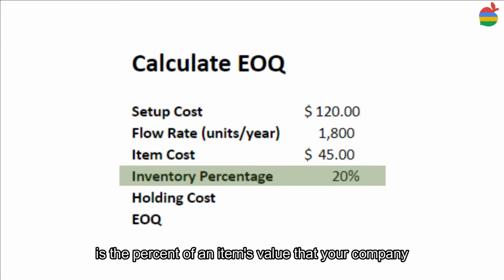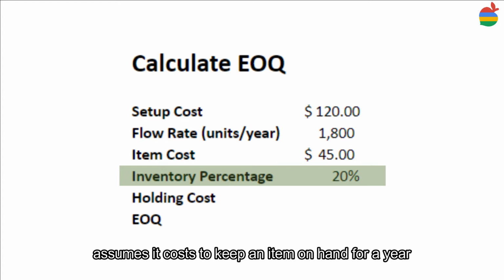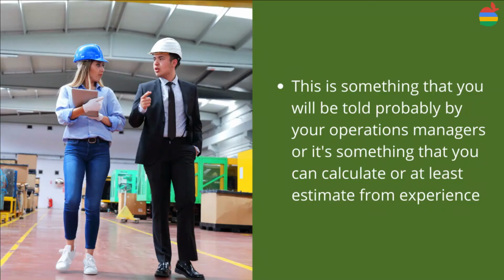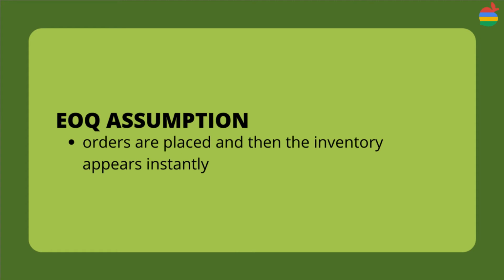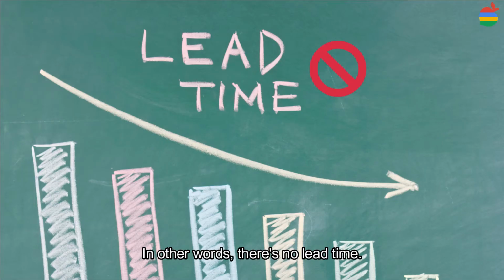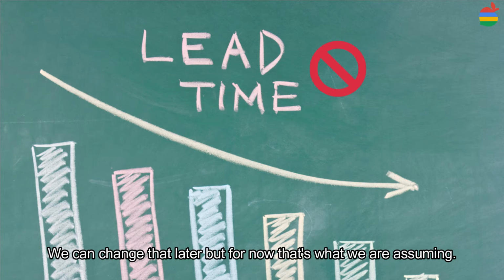The inventory percentage is the percent of an item's value that your company assumes it costs to keep an item on hand for a year. This is something that you will be told by your operations manager, or is something that you can calculate or at least estimate from experience. There are a couple of assumptions that I should make clear regarding the EOQ. The first is that we are assuming that orders are placed and then the inventory appears instantly. In other words, there's no lead time. We can change that later, but for now, that's what we are assuming.